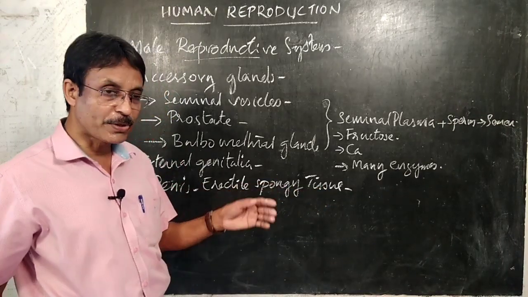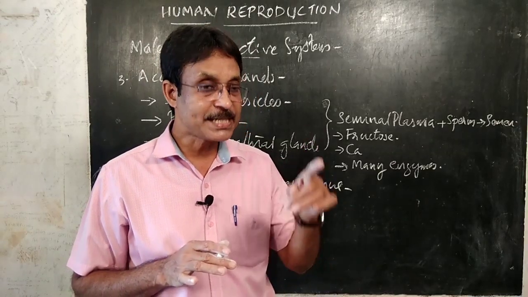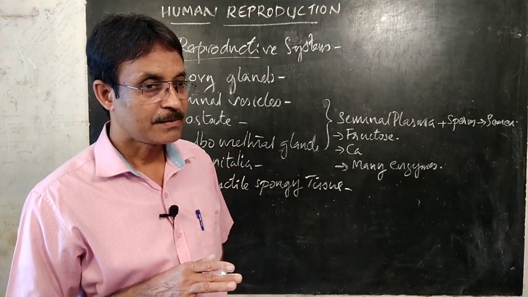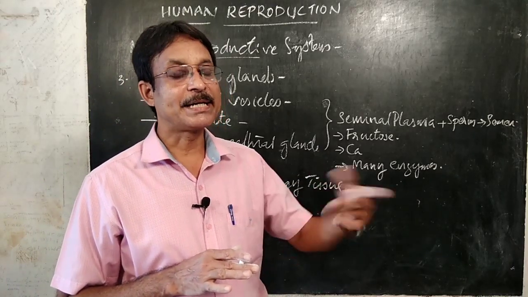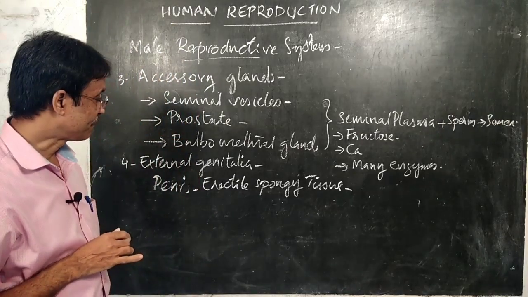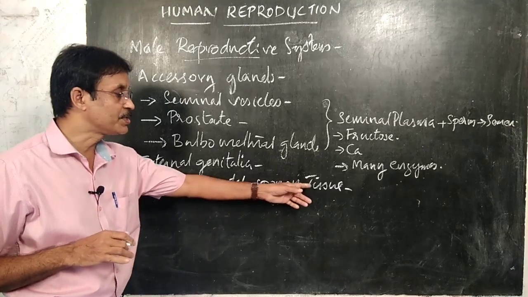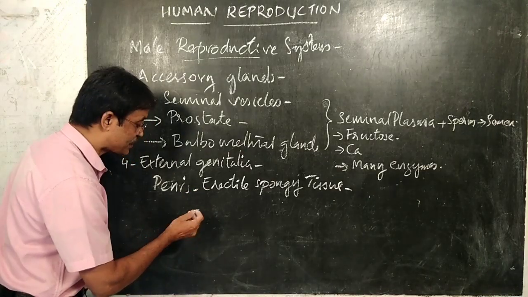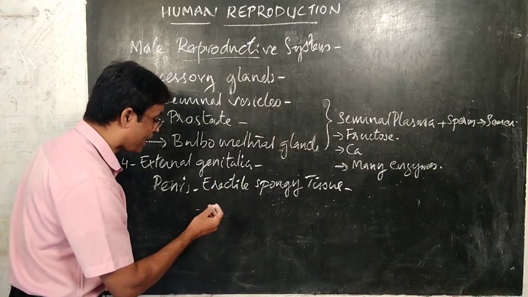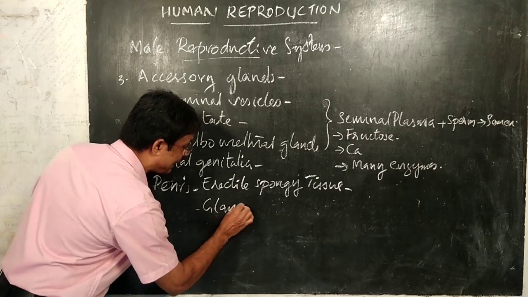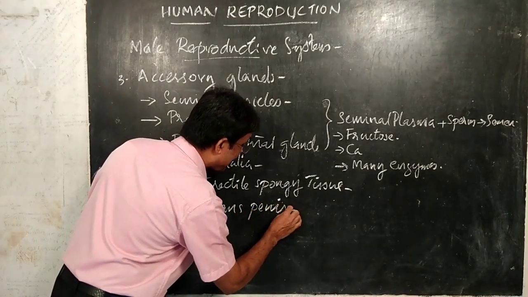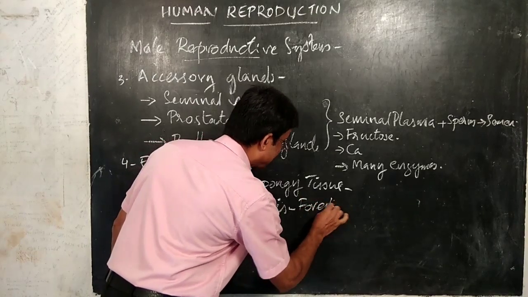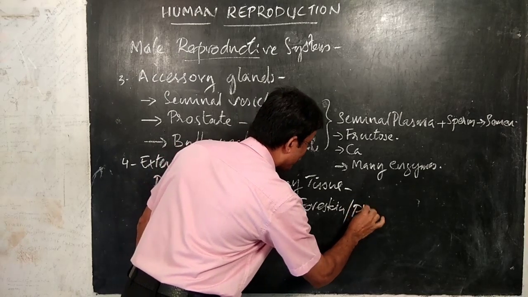When this spongy tissue is filled with blood, then it becomes stiff, and this facilitates the insemination. Okay? Which easily makes the transfer of semen into the body of the female. And so it is formed of erectile spongy tissue. And the free end of this penis is conical in shape, that cone shaped slightly extended or enlarged part is called glans penis, G-L-A-N-S, glans penis. And this glans penis is covered by a loose skin and it is called foreskin or prepuce.